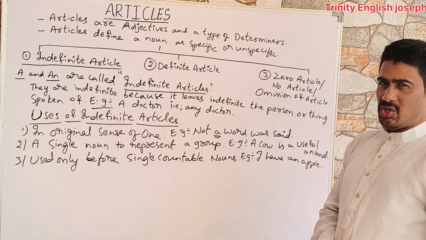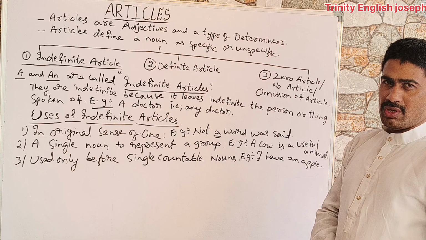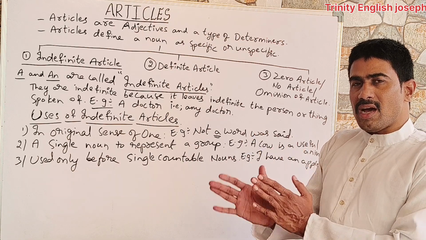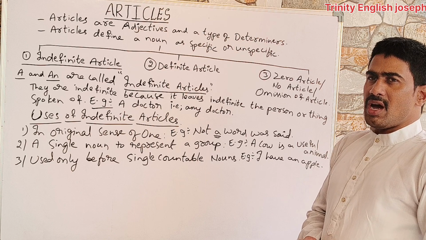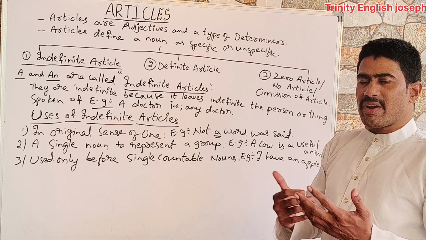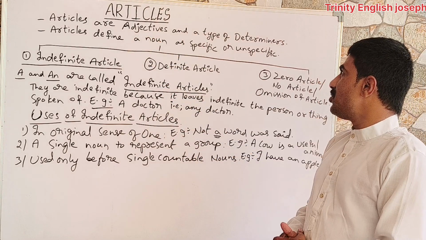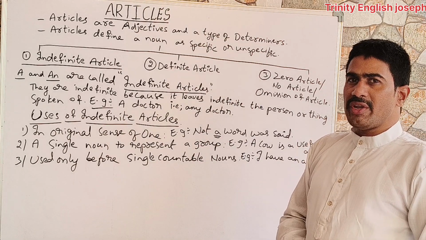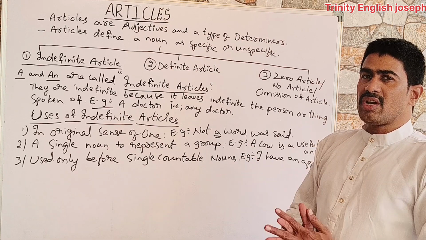Most of the time, many students argue that articles are a separate part of speech, but they are not a separate part of speech. Articles are part of adjectives. As you know, adjectives are the words which qualify or describe something about a noun or pronoun. So, articles are adjectives and a type of determiners. In our further videos, we will also discuss determiners.